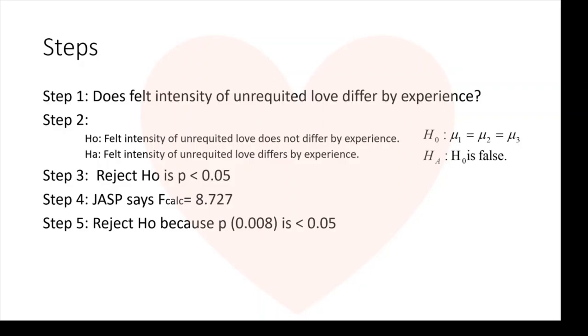So you see how we are going to reject the null. And if I reject the null, I can no longer say that felt intensity of unrequited love does not differ by experience, but instead felt intensity of unrequited love differs by experience. Now for step 6, you might want to say, okay, so felt intensity of unrequited love differs by experience. But you can't just leave people hanging like that. You need to tell them exactly where the differences were. So in step 6, this is where we have to go look at the post hocs to make our conclusion. And so when we look back at the plot that we saw and the post hoc results that we got, we are going to use those to drive our conclusions.